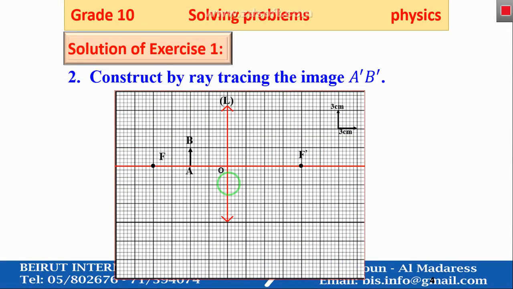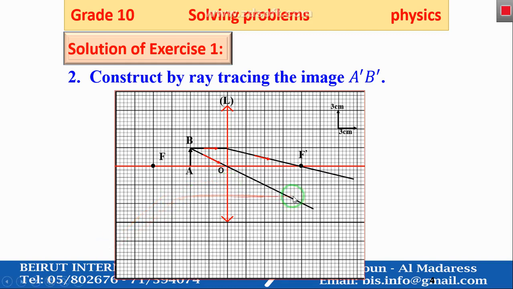In the second part, he asks to construct the ray tracing the image A'B'. To draw the image A'B', first of all, we draw from B a ray parallel to the optical axis. This ray will emerge passing through the image focus F'. The second ray we draw is from B, passing through the optical center O, which will continue undeviated.